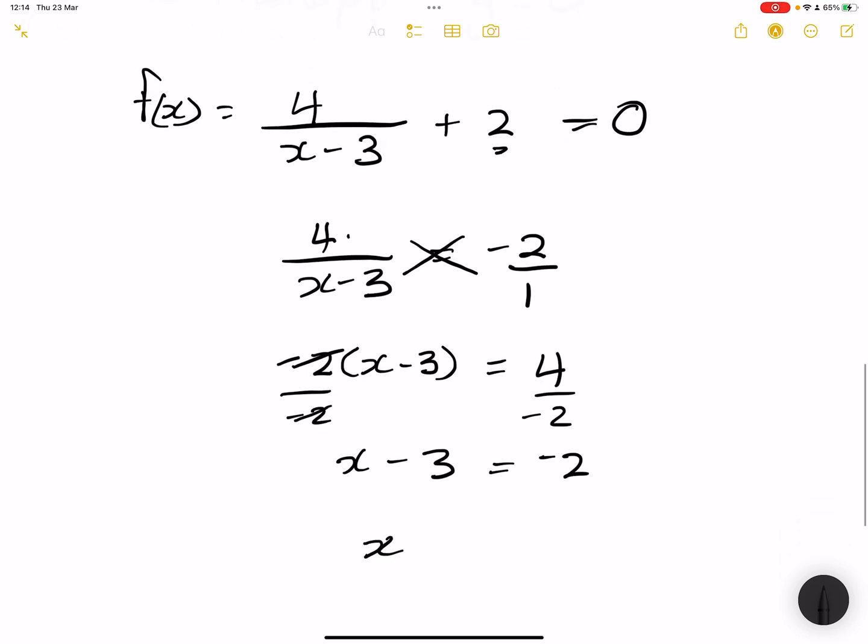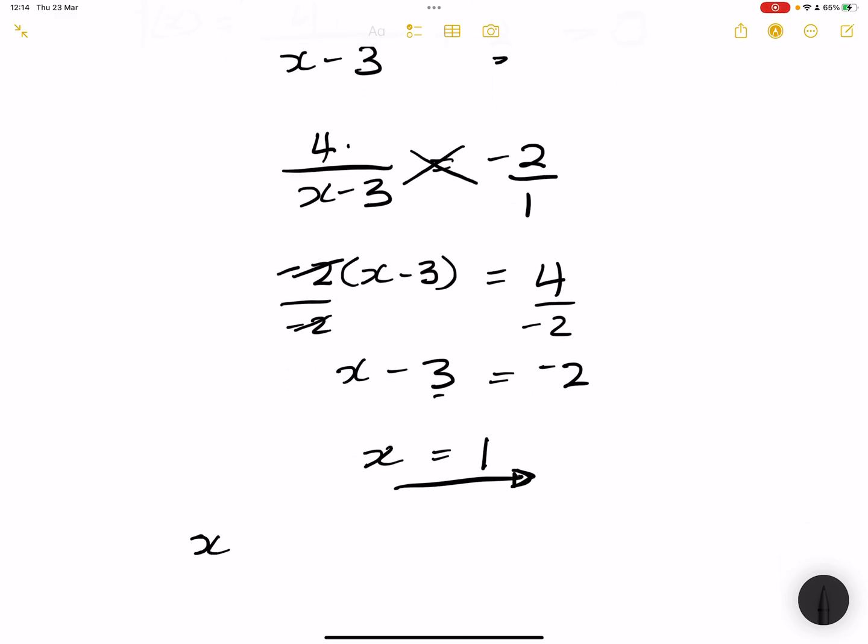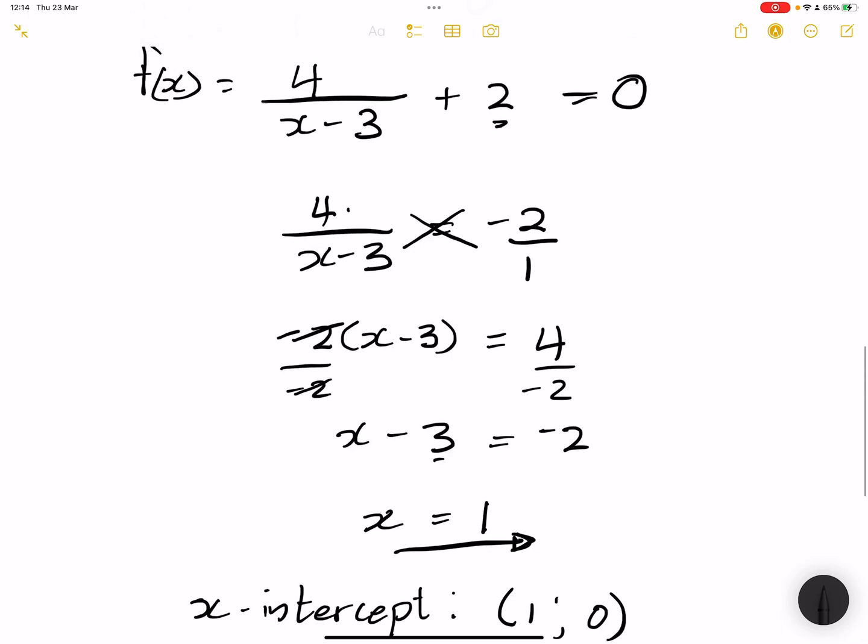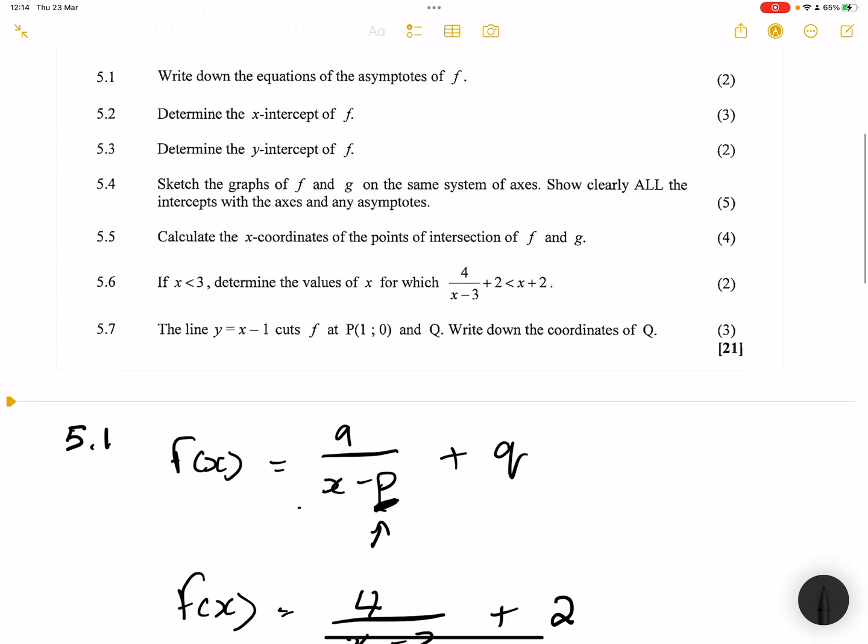Therefore, x is equal to, if I take the 3 to the other side it becomes positive, so it's positive 3 minus 2, that will give us 1. So that would be our x-intercept. Putting it in coordinate form, it would be, in this case, at 1 and 0. Remember we said that is where y is equal to 0.